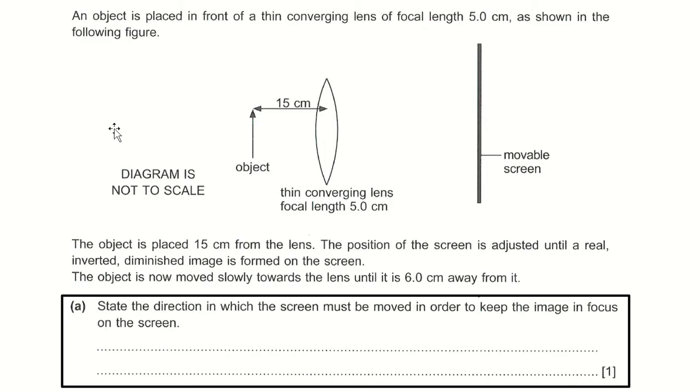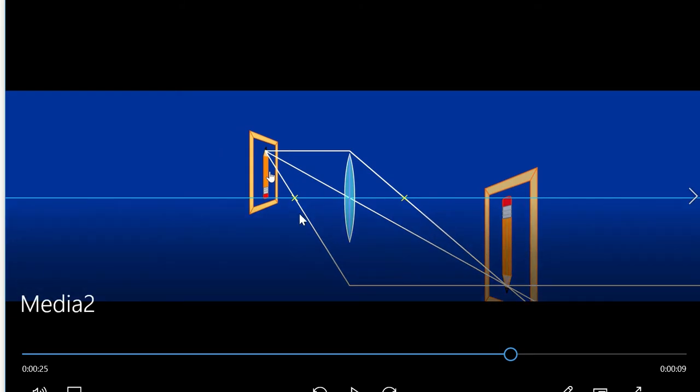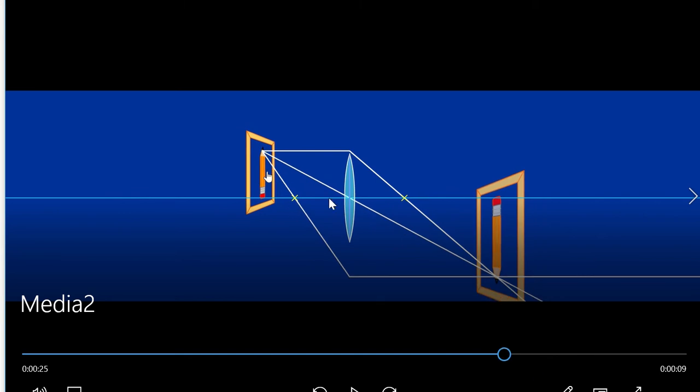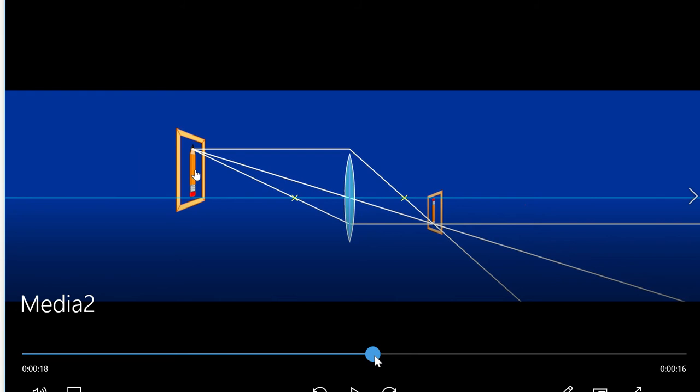Which goes to our first question in this O-level question. Initially the object is placed 15 cm from the lens, which has a focal length of 5 cm. So what does it look like? It looks like this. If this is 5 cm, 15 cm is about 3 times. You can just roughly sketch it in the exam. You can see the image is actually small.